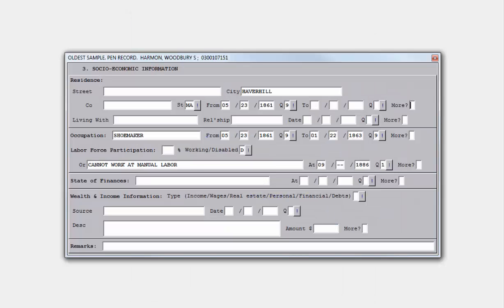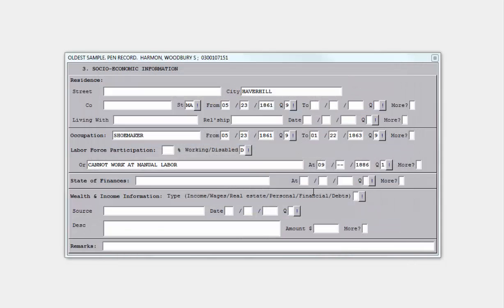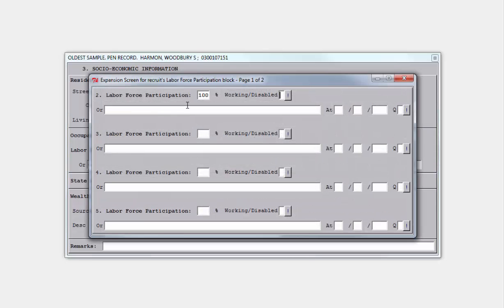The soldier writes. The soldier has a new address, 227 Essex Street in Lynn, Essex County, Massachusetts. The soldier claims total disability, which is entered in the labor force participation field. The disability pension demonstration is now complete.